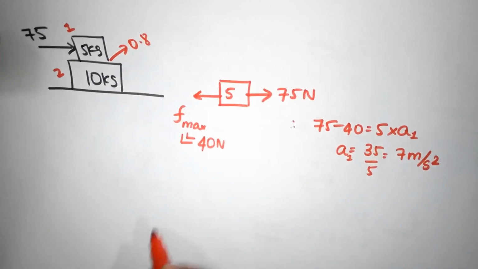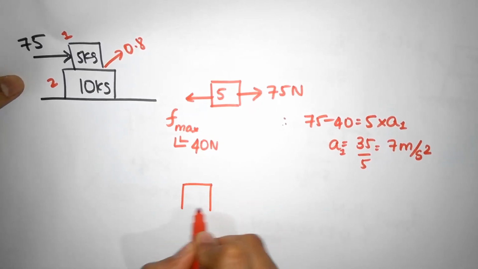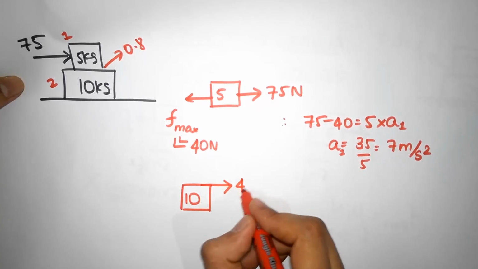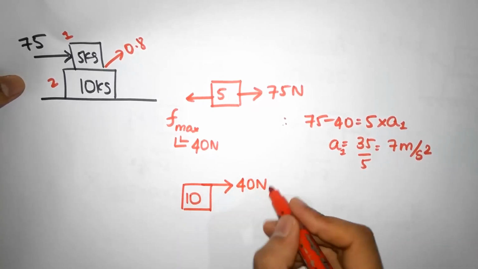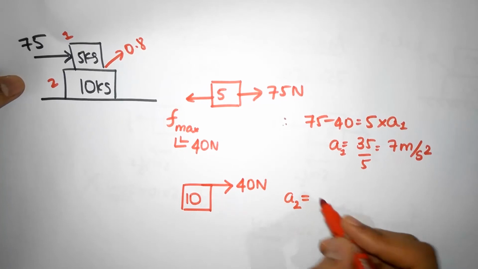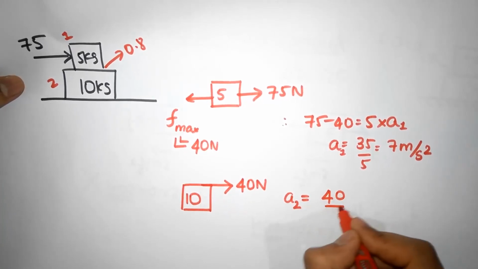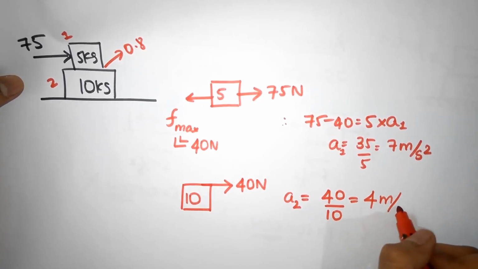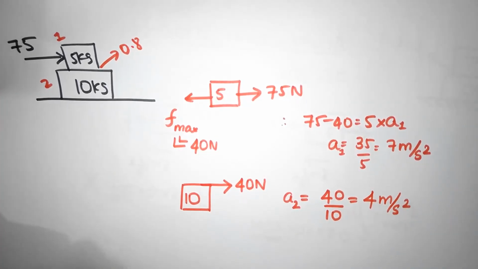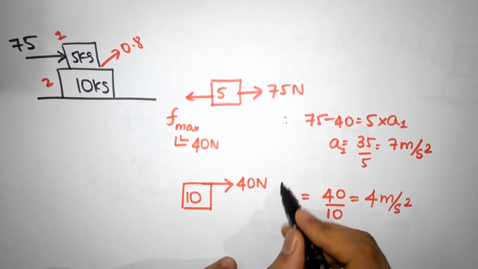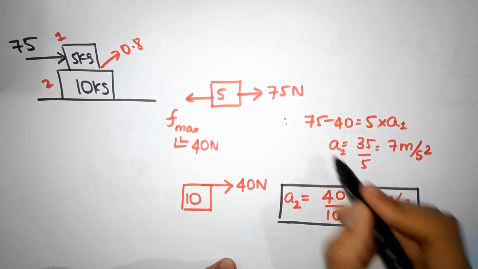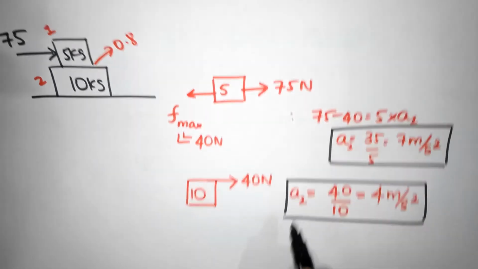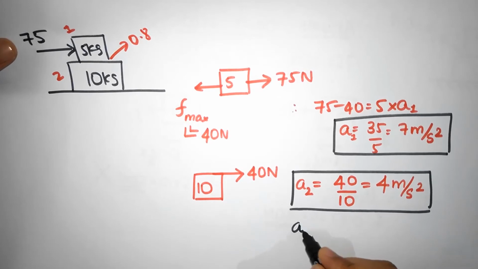Okay, what's the acceleration that the second guy is going to get? Well, the frictional force is going to be again 40 newtons. So that's quite easy. A2 is going to be 40 divided by 10. F equals ma, right? So that's 4 meters per second squared. Voila, there we have it. This is going to be the acceleration of the second block, and this is going to be the acceleration of the first block.